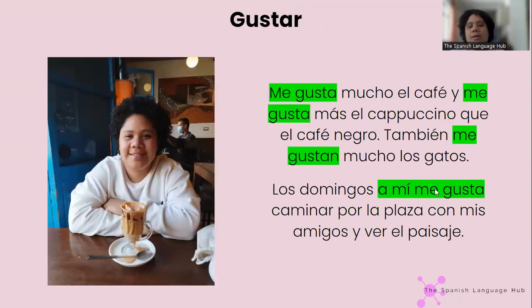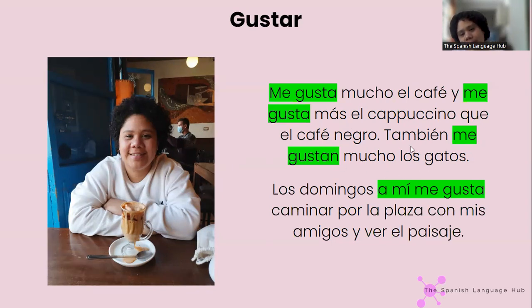"Me gusta mucho el café y me gusta más el capuchino que el café negro. También me gustan mucho los gatos. Los domingos a mí me gusta caminar por la plaza con mis amigos y ver el paisaje." So, I like coffee a lot. I like cappuccino more than black coffee. I also like cats a lot. So you can see here, I use "gusta" because the word coffee, or here, "gusta" because the word cappuccino is singular. Those words are singular.